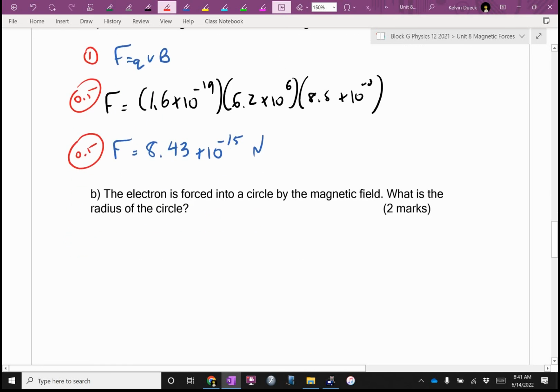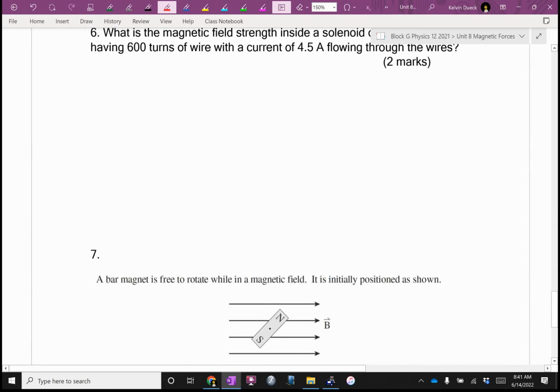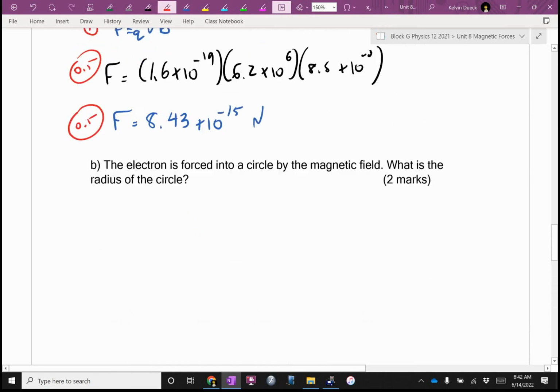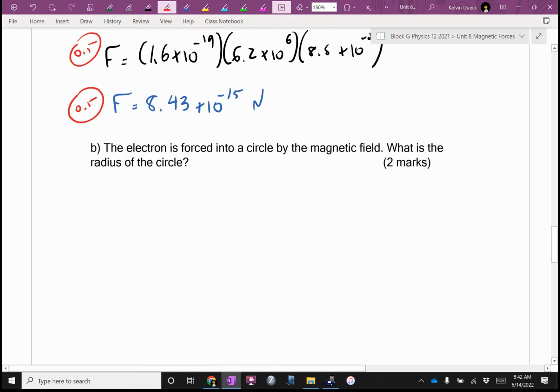I like B. This is probably going to be a written question. In fact, I'm going to be really blatant. I think one of your written questions, I'm going to give you, oh, did I give you a solenoid? Yeah, I'm going to give you a solenoid like this. I'll probably have you calculate the magnetic field strength, and then once you have the magnetic field strength, I'll probably give you a charge, and we'll figure out what the radius is. So B says, what's the radius of the circle?